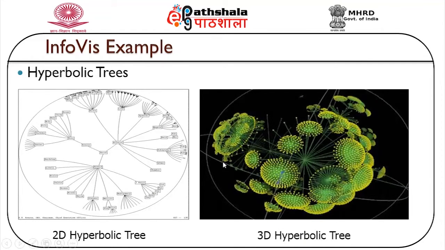Next is the hyperbolic trees. Here we have two examples, a 2D hyperbolic tree and a 3D hyperbolic tree, which is displayed in a three-dimensional view. Websites and the relationships between websites can be represented in the form of hyperbolic trees. Here we can see many web pages which are linked with many other web pages, and they are linked in this manner.